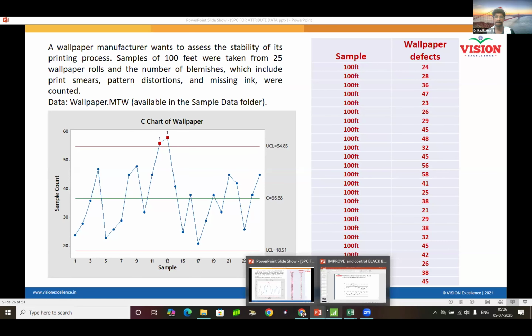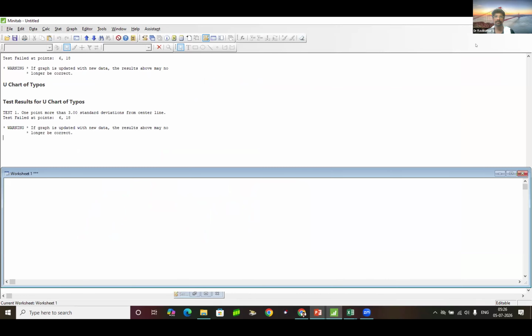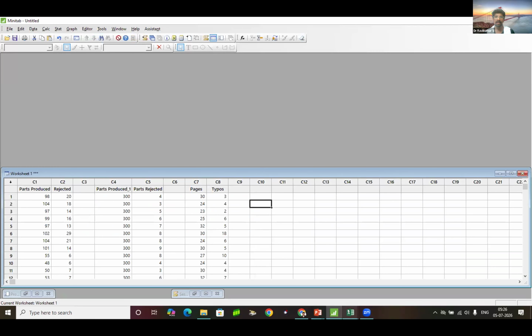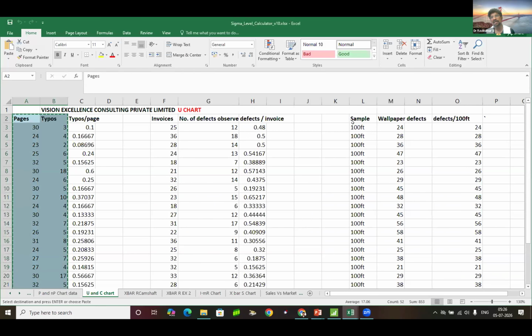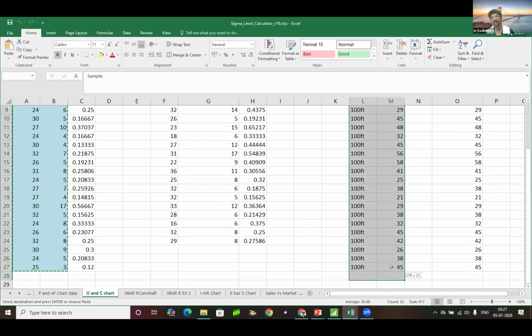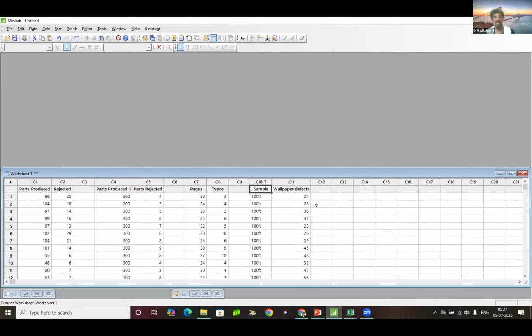Okay, now let us go to the sigma level calculator. In that, you have the last example, right? Sample and wallpaper defects. Guys, copy that. Paste it in C9, and C10 and C11.